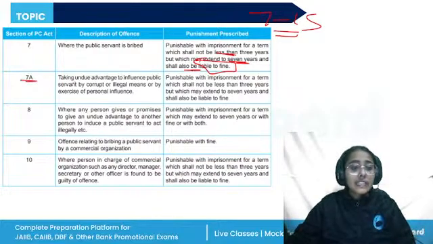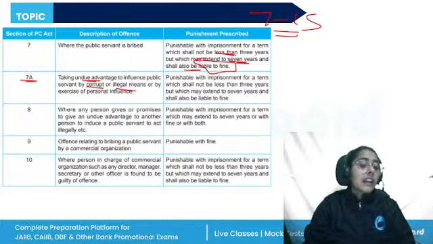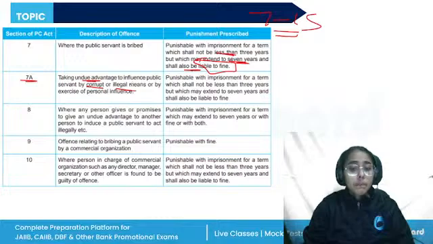Then 7A, taking undue advantage to influence a public servant by corrupt or illegal means. So, if any person tries to take undue advantage to influence the public servant, then it is punishable with imprisonment for a term which shall not be less than 3 years and can be extended to 7 years.